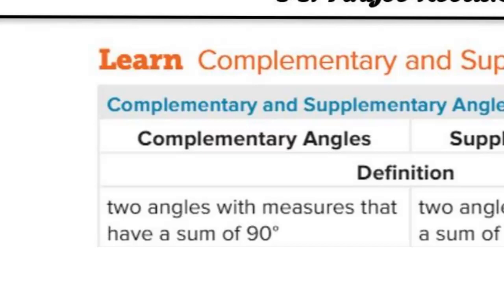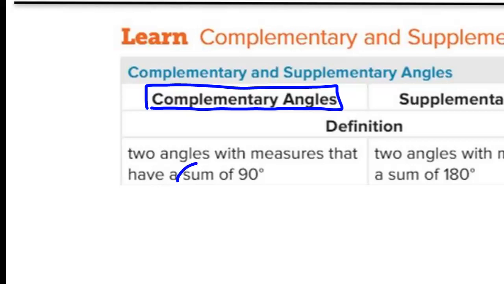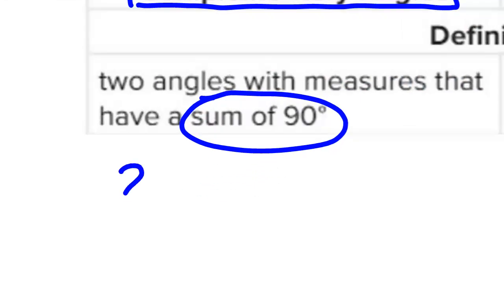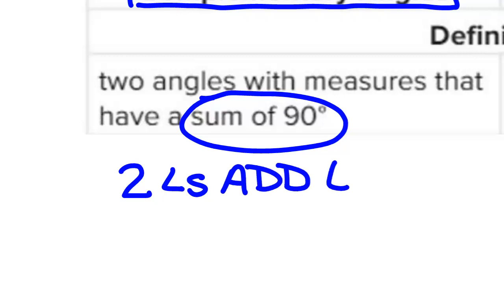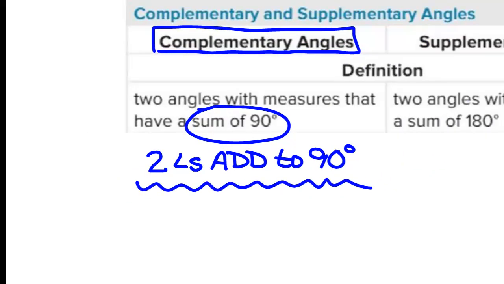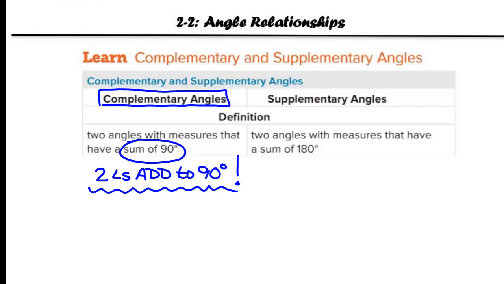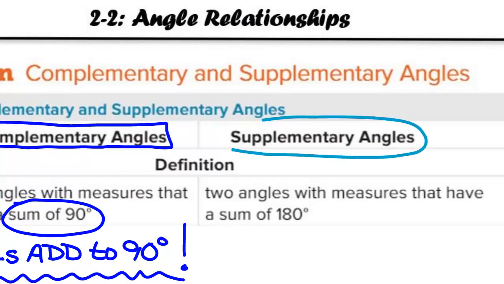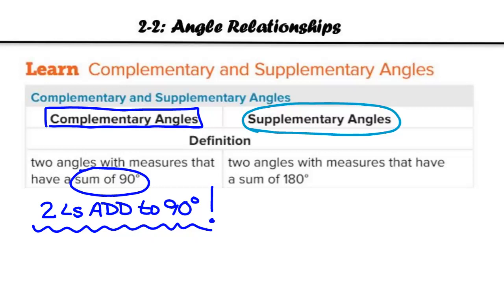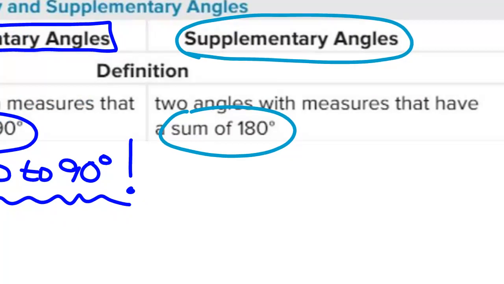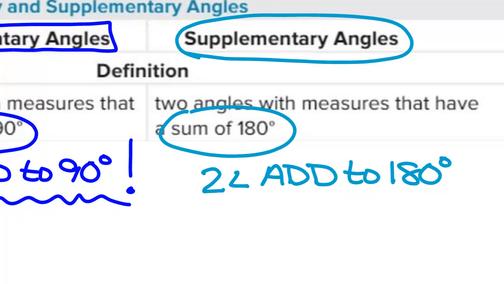Fantastic. All right, so complementary angles have a sum of 90 degrees. These two angles add to 90 degrees. Supplementary angles, on the other hand, have a sum of 180 degrees. So this is going to be two angles that add to 180 degrees.